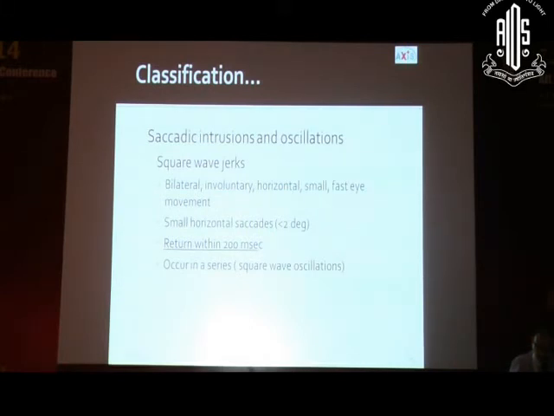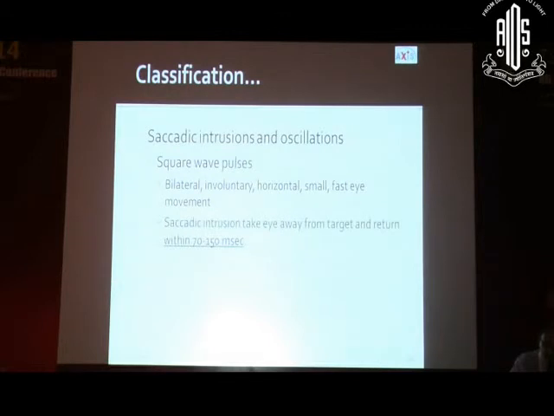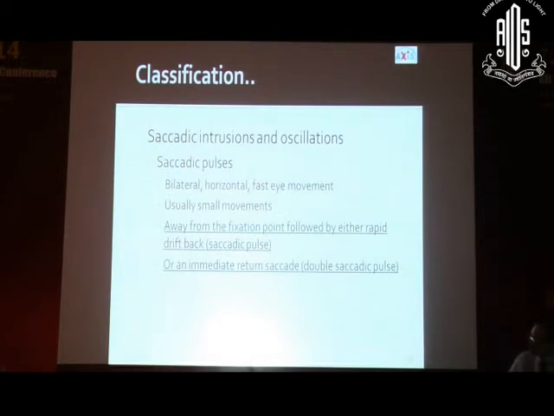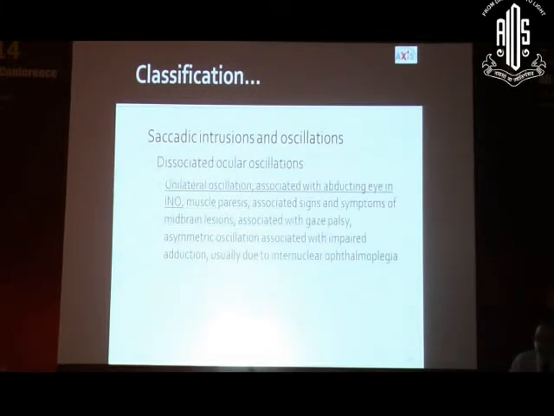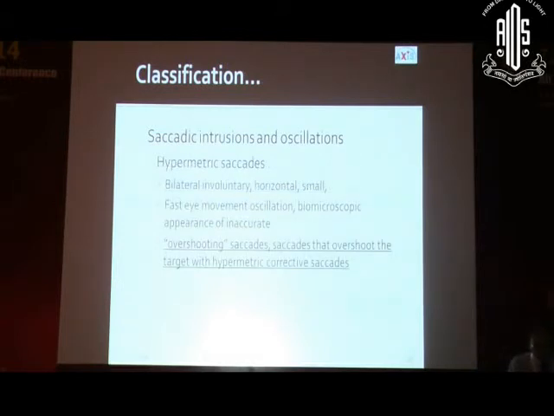Among the saccadic intrusions and oscillations, we have the square wave jerks, which are bilateral involuntary, small, faster movements, which return very fast within 200 milliseconds. If they return within 70 to 150 milliseconds, it is square wave pulses. We have also got the saccadic pulses, in which there is a drift away from the fixation point followed by a rapid drift back. We could have induced convergence retraction nystagmus as seen with various dorsal midbrain lesions, where there is light-near dissociation also. We could have the dissociated ocular oscillations, usually like the unilateral kind of movement which is seen in the abducting eye in internuclear ophthalmoplegia. And then hypermetric saccades are the overshooting saccades.